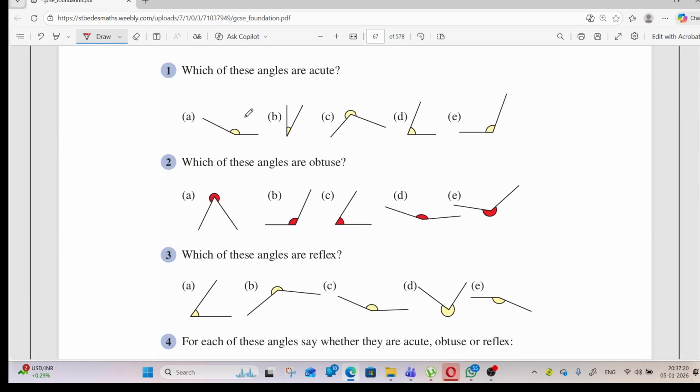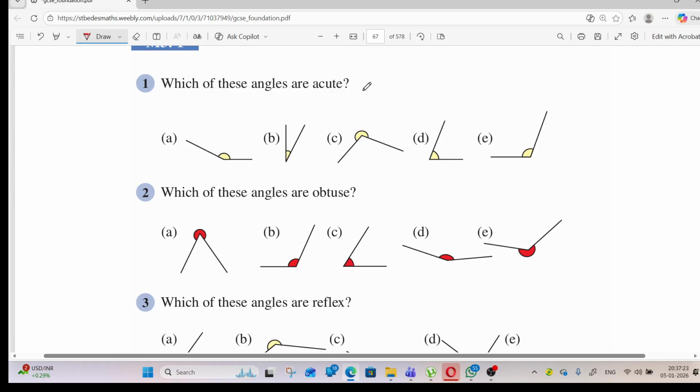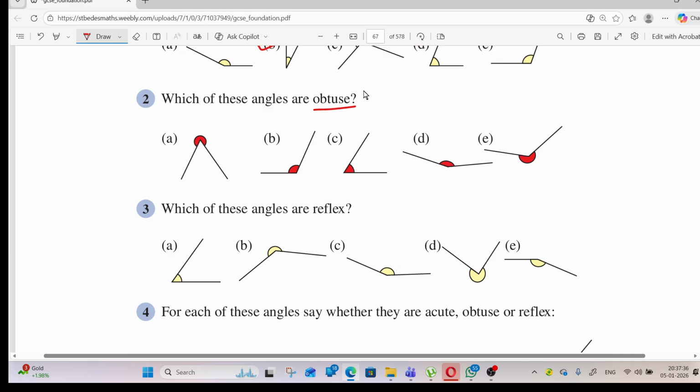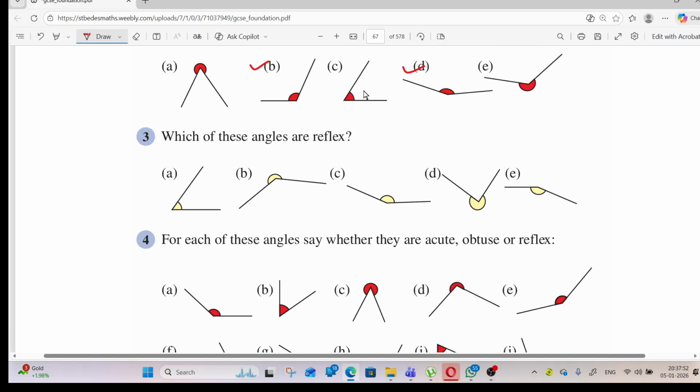Let's try this. Which of these are acute angles? Can you tell me, out of these A, B, C, D, E, which of these are acute angles? B and D. Yes, absolutely correct. And second one, which of these are obtuse? B and D. Yes, B and D. They are obtuse, more than 90.